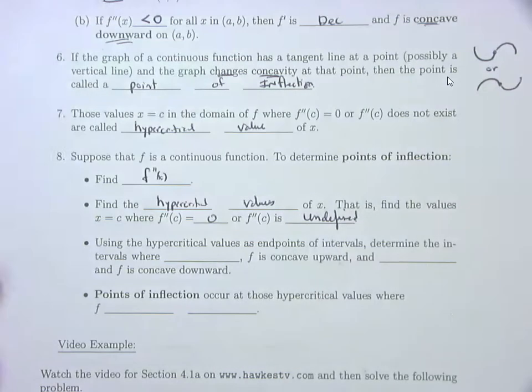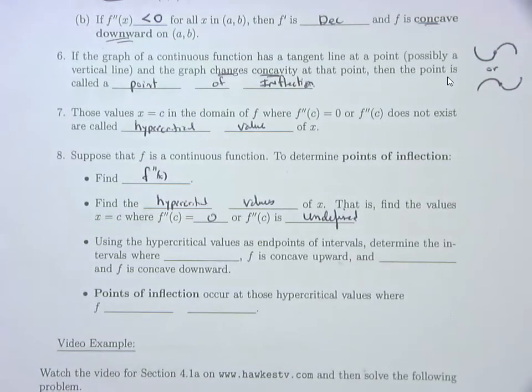I want to take the second derivative, set it equal to 0, and solve. Call them hypercritical values. It's the inflection numbers, okay? So if you think about this, and this is the most important part, how did I do when I did the first derivative stuff and I looked for max and mins?